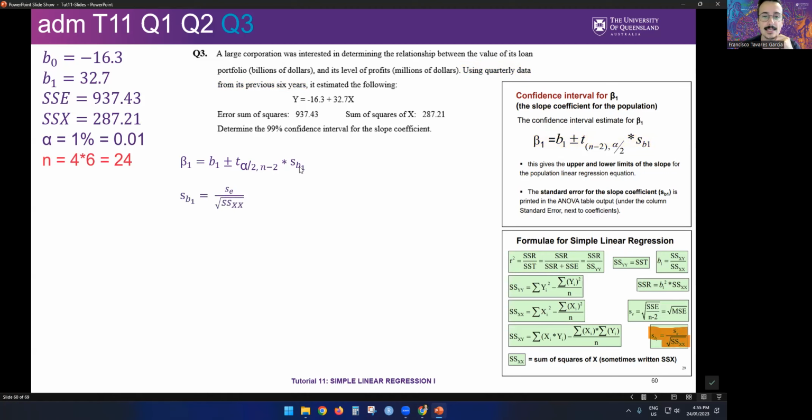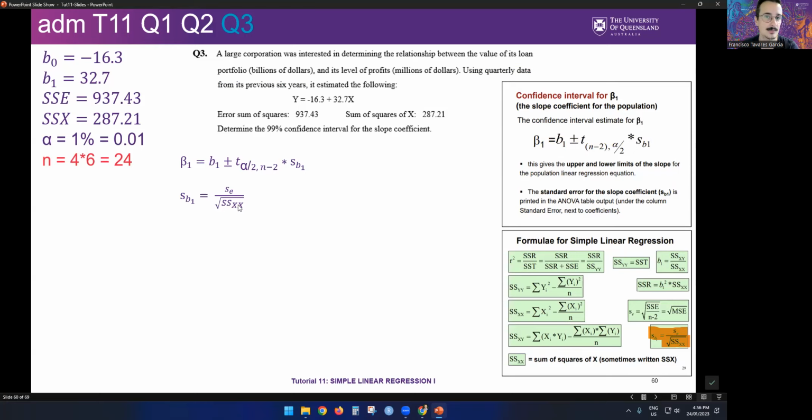But then we need S_b1, so the standard error of b1. Thing is, it's not given. We don't have the ANOVA table to just extract this number from it. But we can calculate using this little formula here. S_b1 is equal to the S_e, so the standard error of the estimate, divided by the square root of the sum of squares of X, SS_XX, or SS_X.